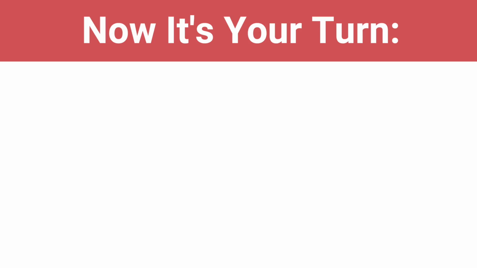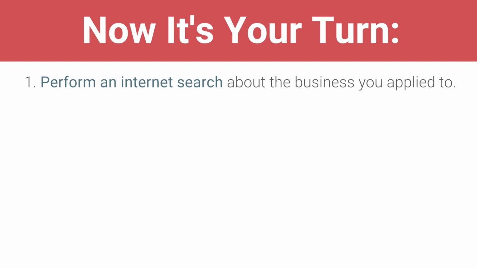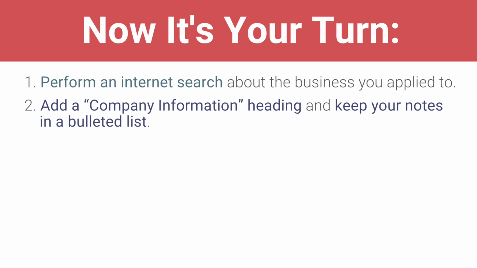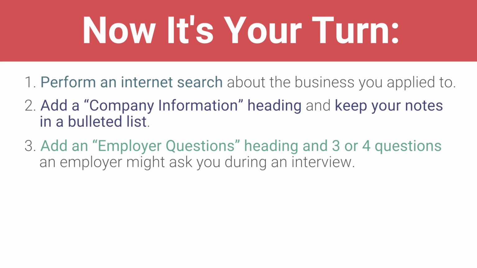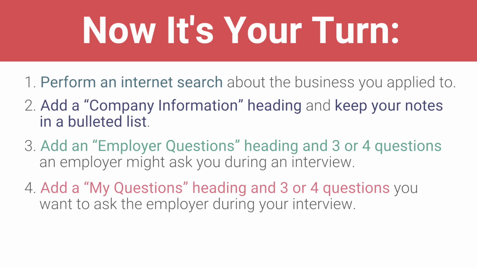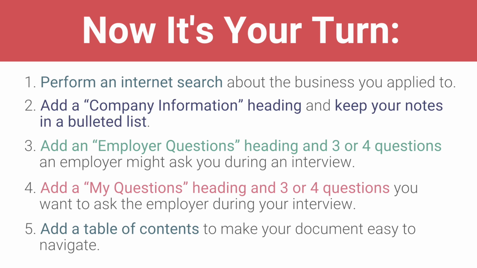Now it's your turn. Perform an internet search about the business you applied to. Add a company information heading and keep your notes in a bulleted list. Add an employer questions heading and 3 or 4 questions an employer might ask you during an interview. Add a My Questions heading and 3 or 4 questions you want to ask the employer during your interview. And add a table of contents to make your document easy to navigate.